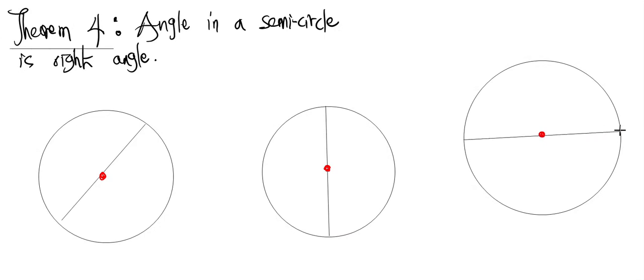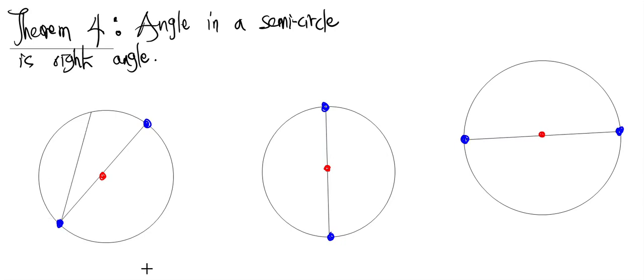Now, how do we trace angle in a semicircle is right angle? We'll trace from the extreme endpoint of the diameters. Okay? Now, from the extreme endpoint of the diameter, we trace to the circumference. Any part on the circumference here, any part.